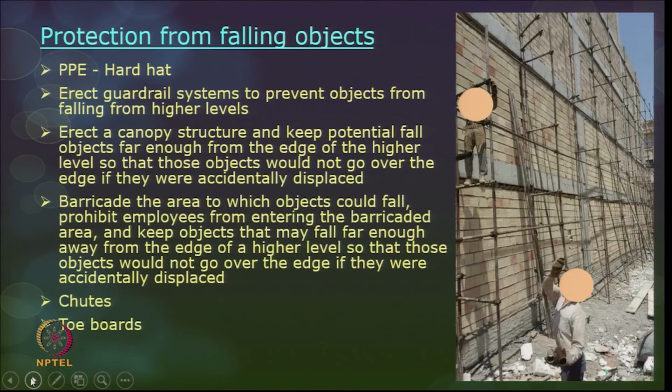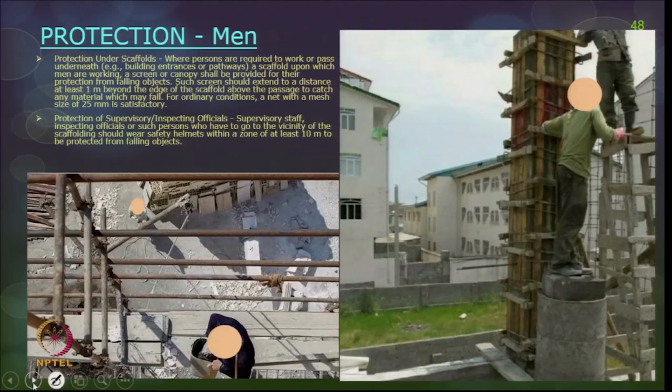And try to maintain chutes, and these chutes should also have a proper safety net so that the material is caught in the particular place as shown in the pictures. And toe boards can also be of a little higher height so that objects do not fall down. These are some of the protection measures for preventing objects from falling down.